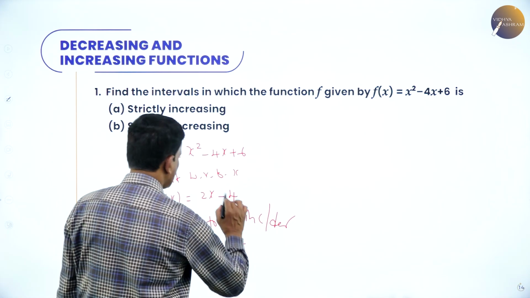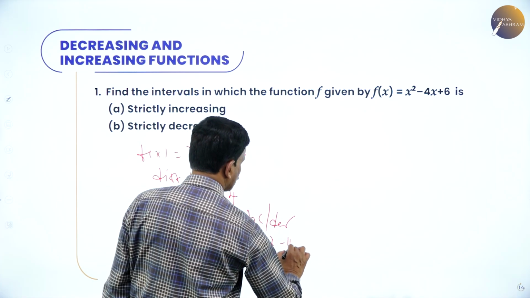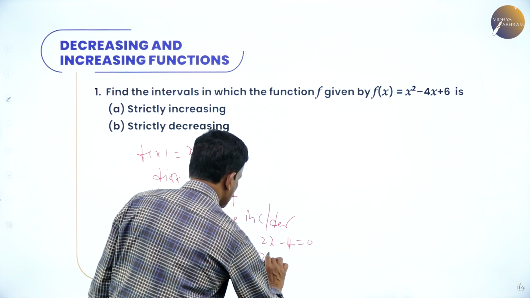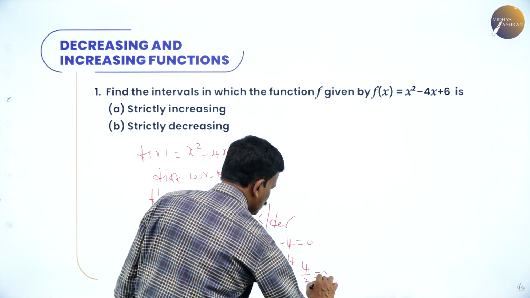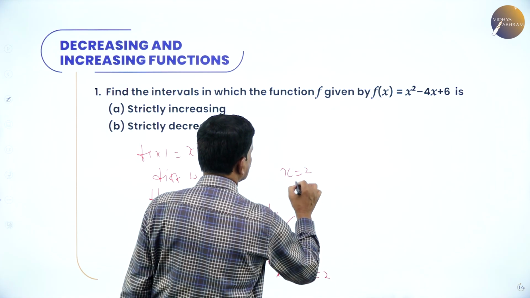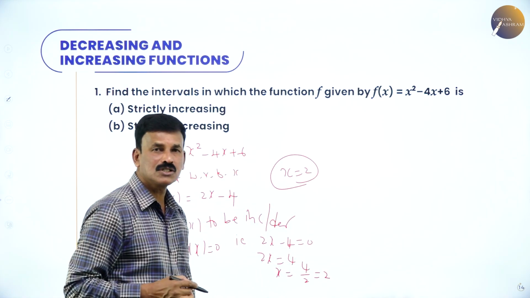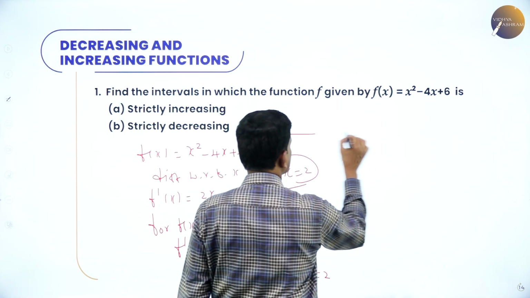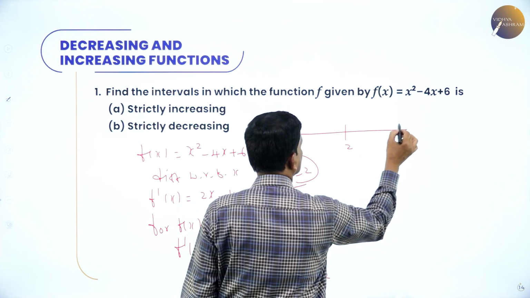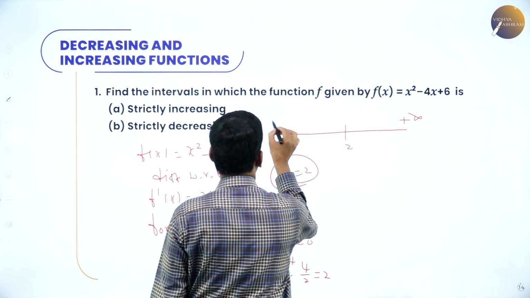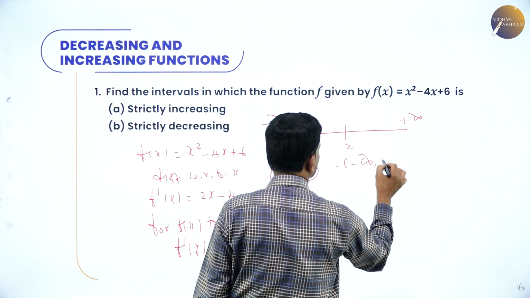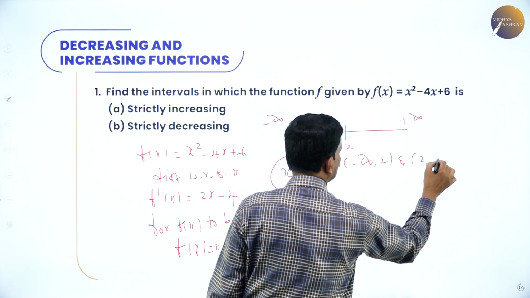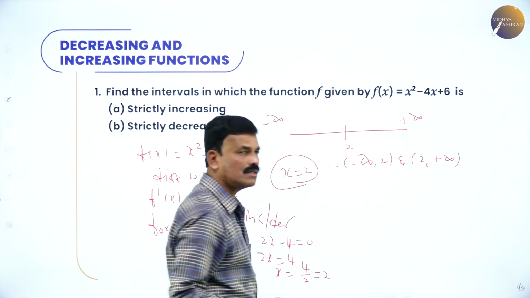That is, what is f dash of x? 2x minus 4 is equal to 0. That means 2x is equal to 4, x is equal to 4 by 2, which is equal to 2. Now let us divide this x is equal to 2 into two disjoint sets. So this is 2, this is plus infinity and minus infinity. Therefore, minus infinity comma 2 and 2 comma plus infinity are the intervals.